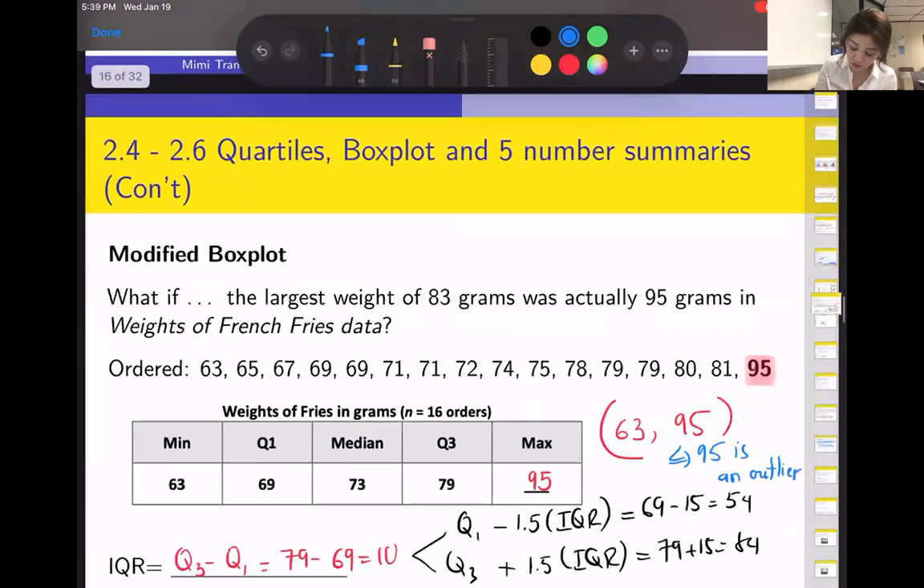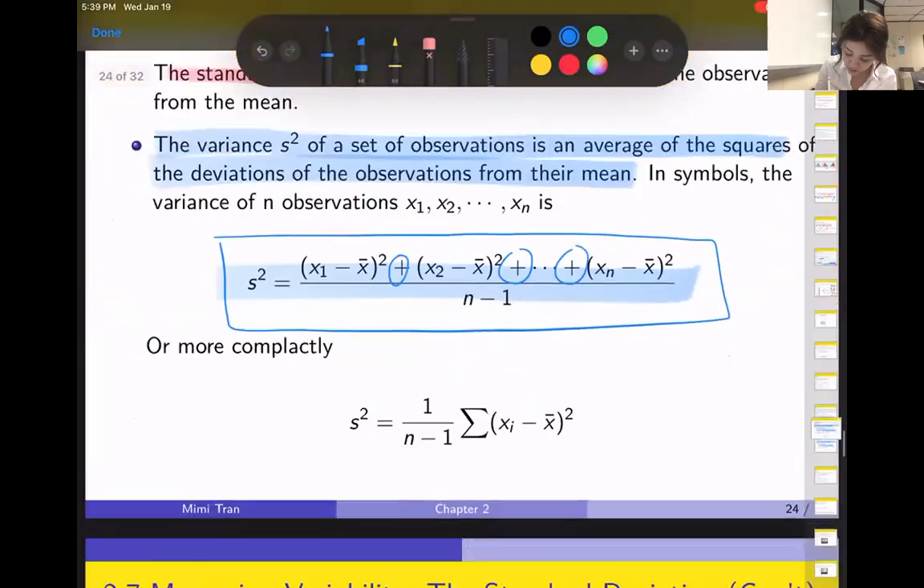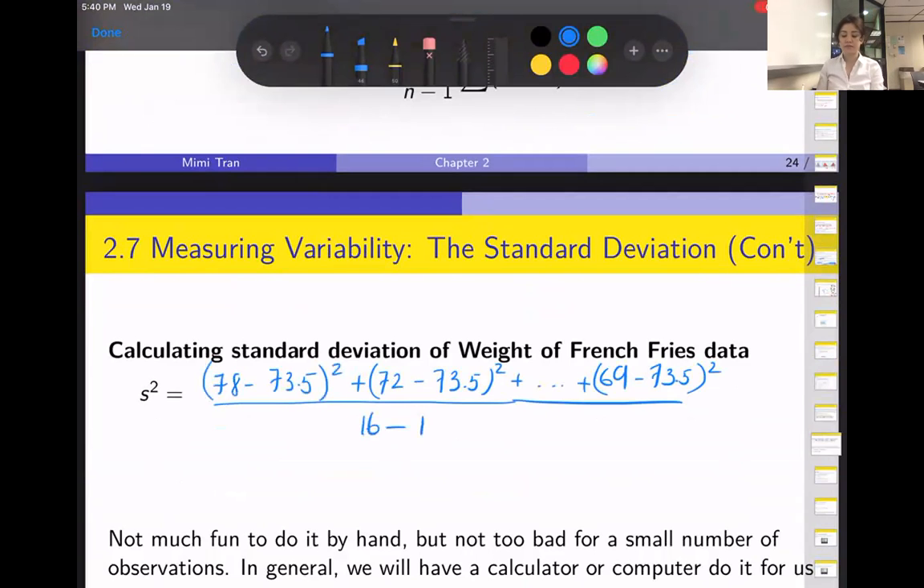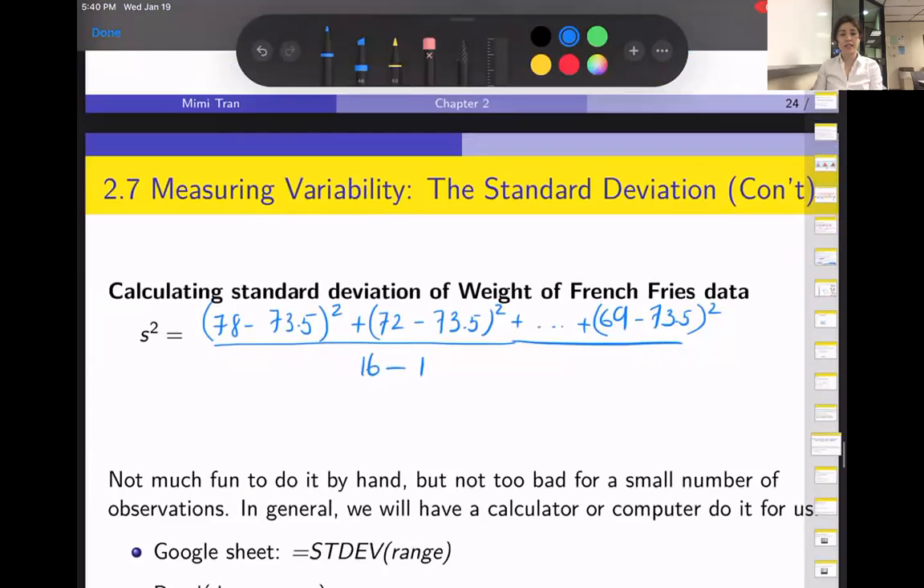I'm going to calculate it here. So 78 minus 73.5 squared, plus 72 minus 73.5 squared, plus, I'm not going to do it by hand, all the way to 69 minus 73.5 squared, divided by n minus 1. n is 16, so 16 minus 1. Of course, we're going to use software because it's too long. On the exam, if I want you to calculate the standard deviation by hand, I'll probably give you like 4 or 5 data points. Okay, very small.